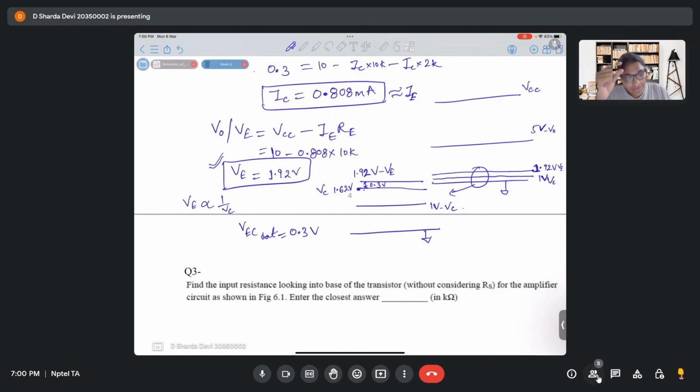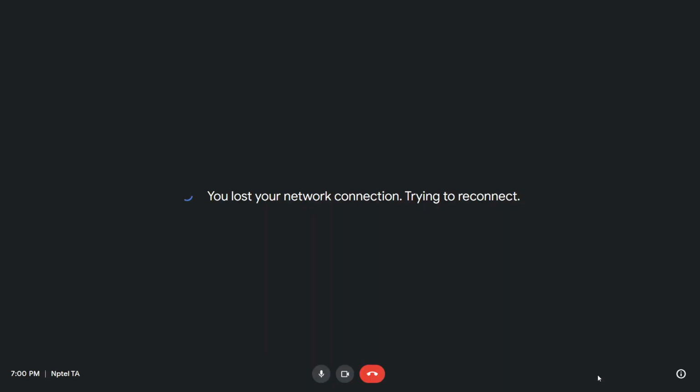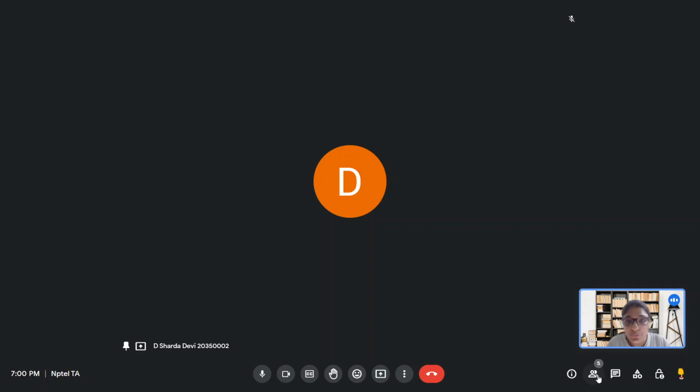If there is this sinusoid, let's say, the moment your VE has attained this value, your VC will boost from 1 volt to this point. And how much will it boost? It will boost till 1.92 minus 0.3.